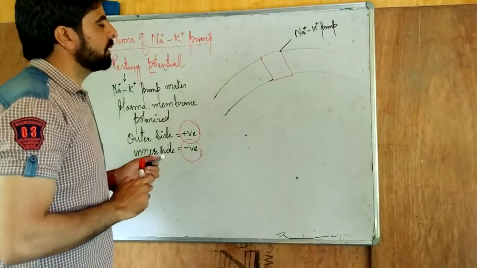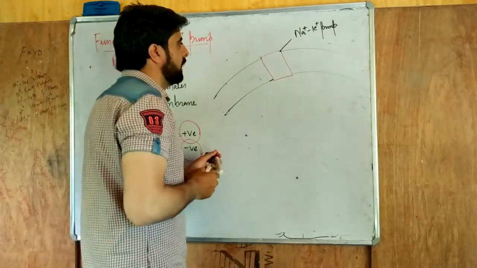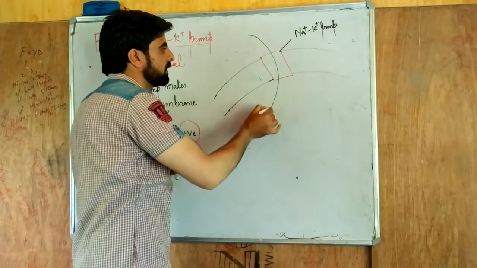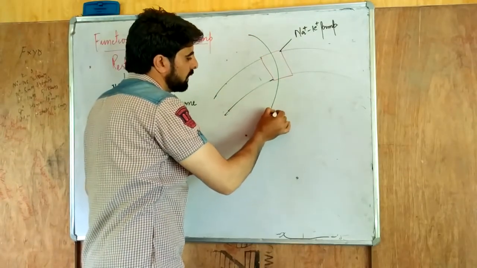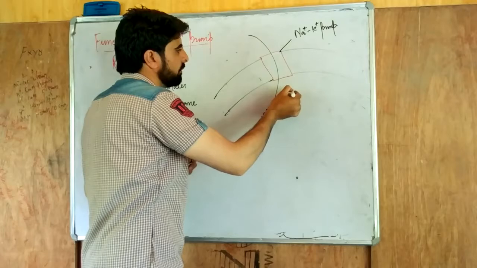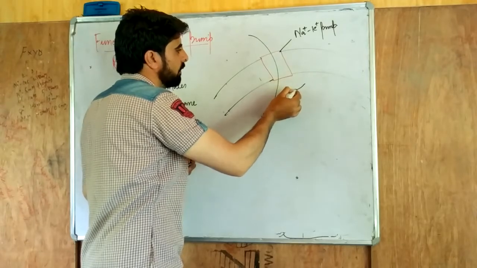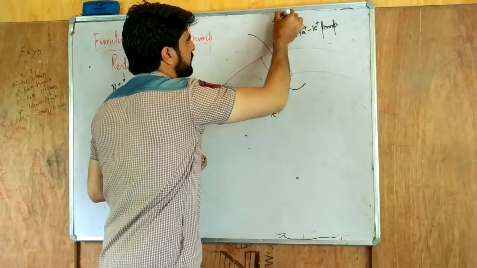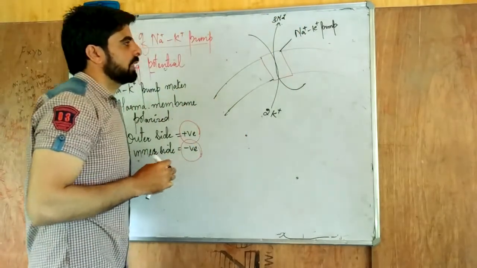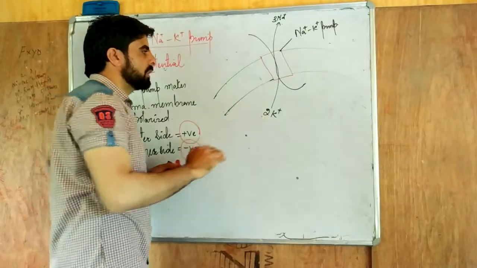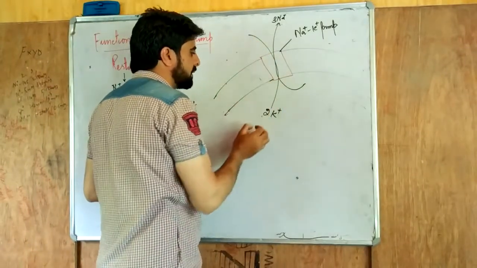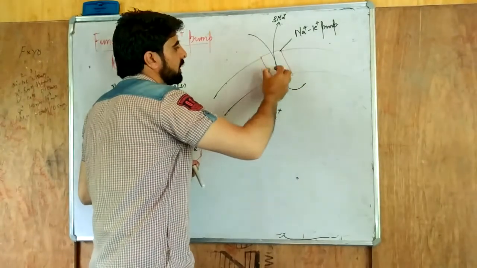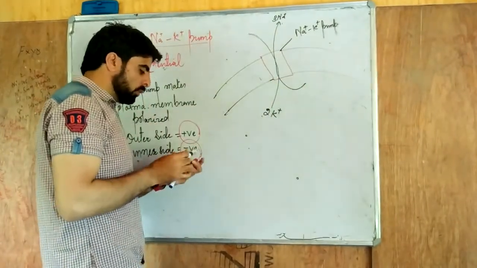The sodium potassium pump helps in the influx of two potassium ions coupled with the efflux of three sodium ions, which we discussed in our previous lecture. That means the pump is taking in two potassium ions, coupled with the efflux of three sodium ions. What happened due to this?